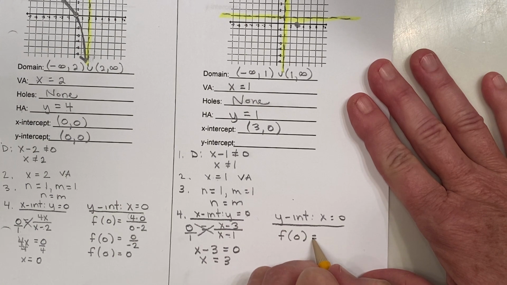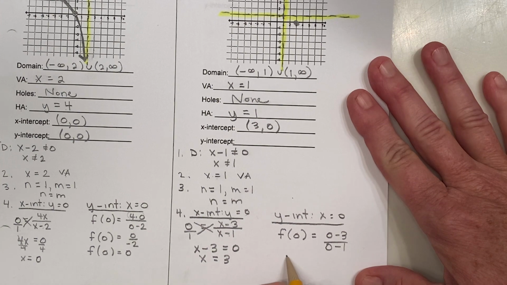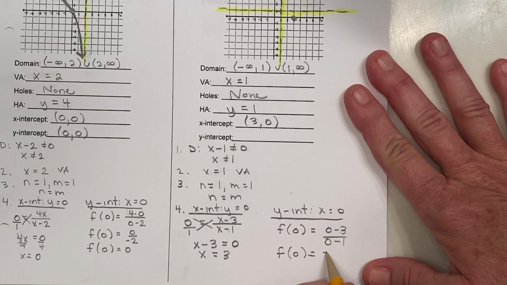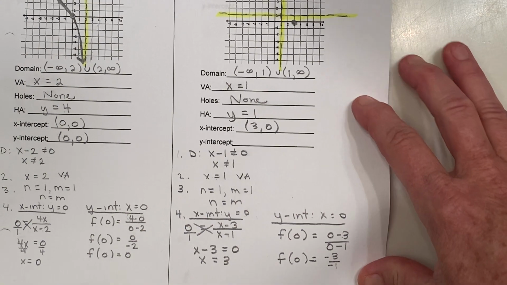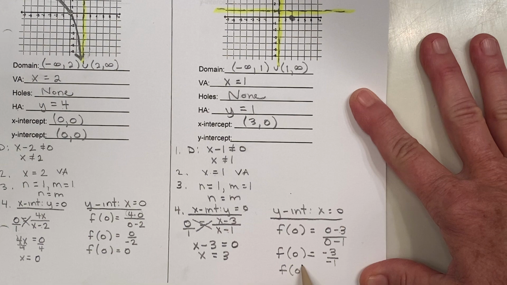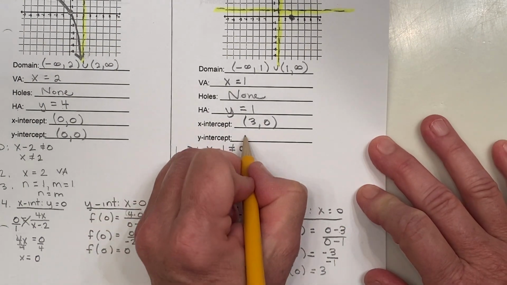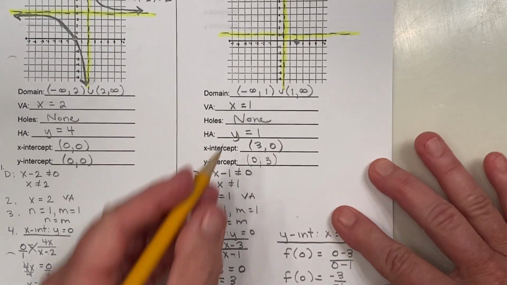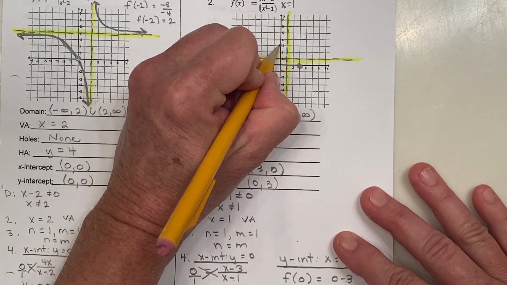All x's are 0 in the original equation. So in the numerator, I get -3, and in the denominator, I get -1. The two negatives divide into a positive. So using function notation, I get f of 0 equals 3. So (0, 3) is my only y-intercept. So (0, 3) is right here.